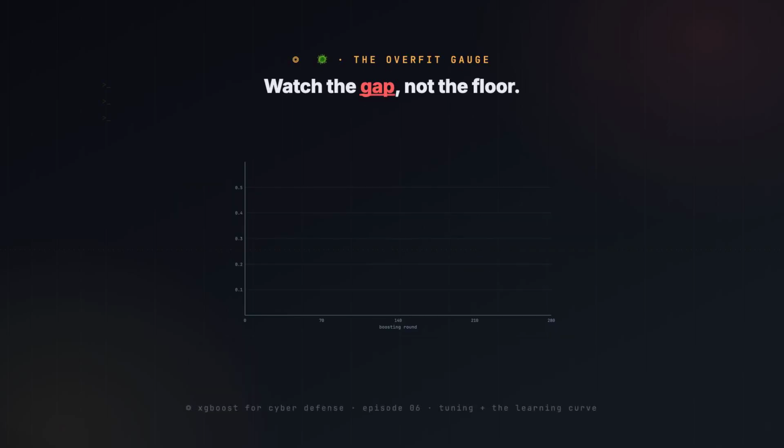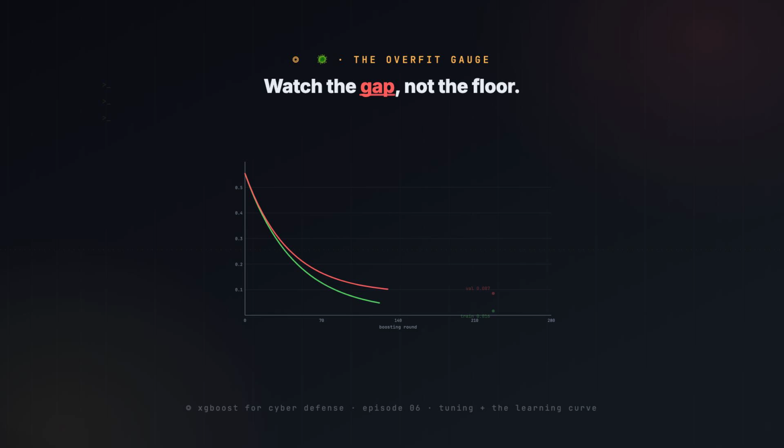So how do you see memorization before it ships? You don't trust one number, you watch 2 curves diverge. XGBoost hands you evals_result: the log loss on train and on a held-out validation flow, logged at every boosting round. Plot both.